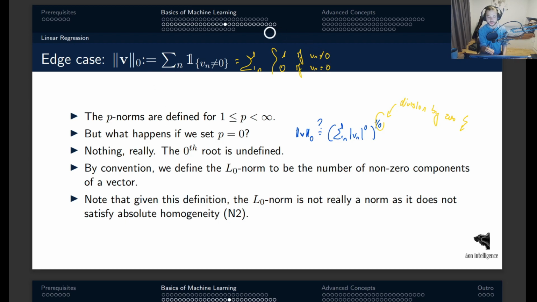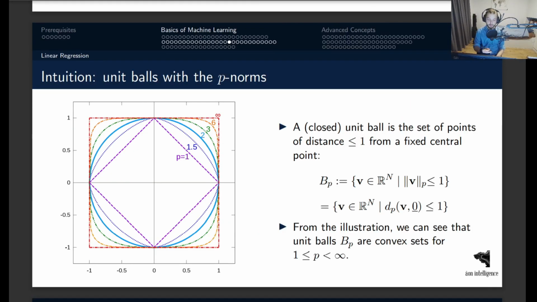Note that this definition of the L0 norm is generally accepted, but technically it is not a norm. This is because the L0 norm only satisfies absolute homogeneity for the scalars 0 and 1, not for any other scalar. So this is why the L0 norm is not a proper norm, as we defined on a previous slide. At this point, I want to give you an intuition behind the p norms.